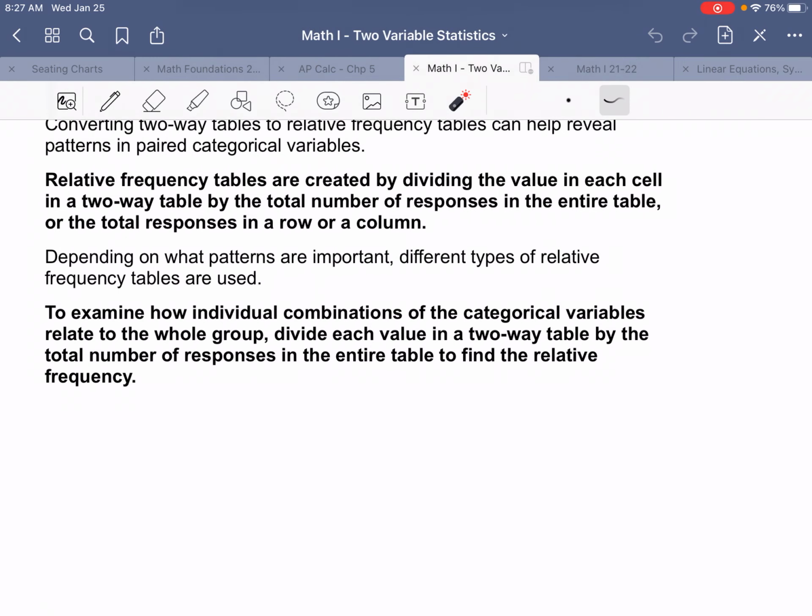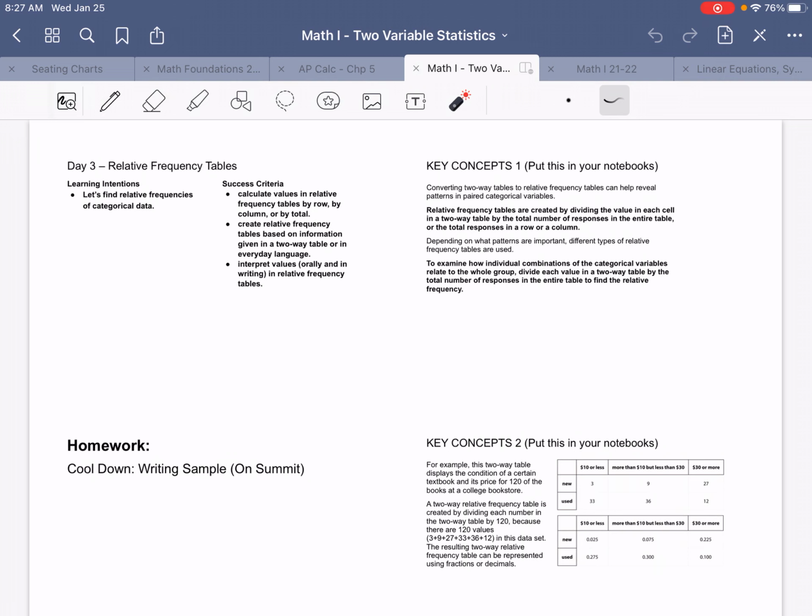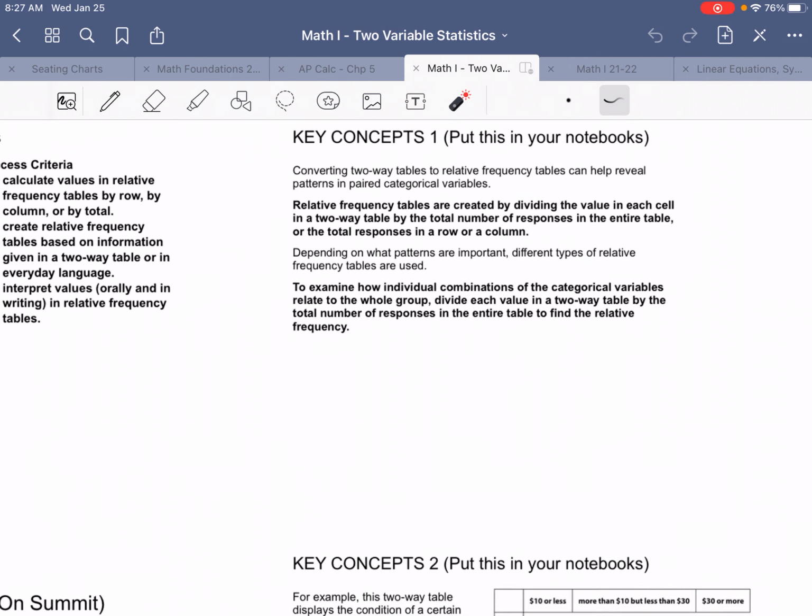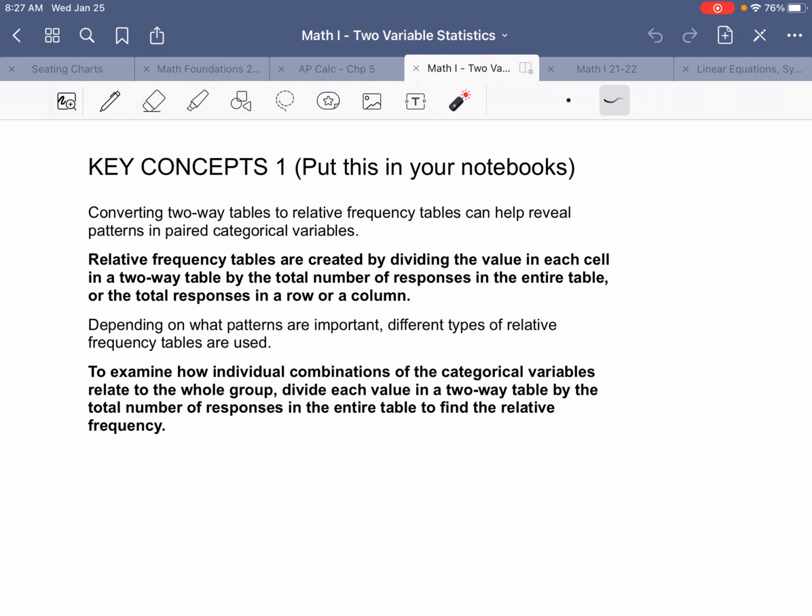All right. So we're on day 3, relative frequency tables, doing a cool down called writing sample. A couple of key concepts to start with. First of all, we looked at two-way tables last time. It was two different categories where we had certain numbers of things that fit into each category.